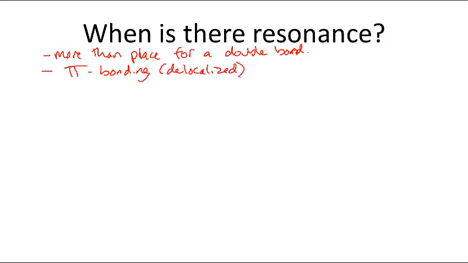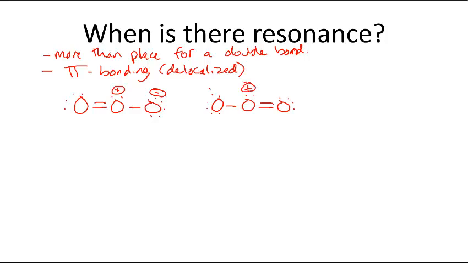So let's go back to ozone. You can draw ozone like this. Or like this. So these are the two Lewis dot structures for ozone that are possible. It doesn't exist as either of these. It exists as a hybrid.